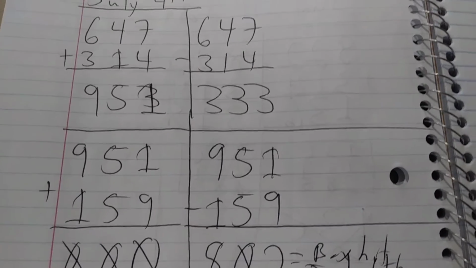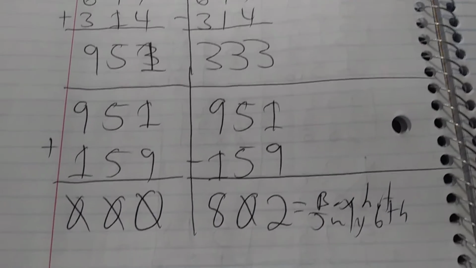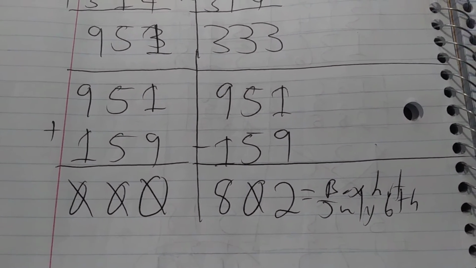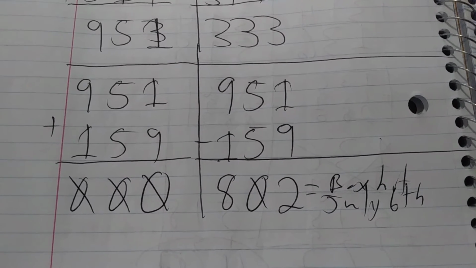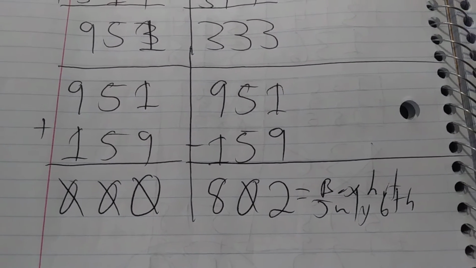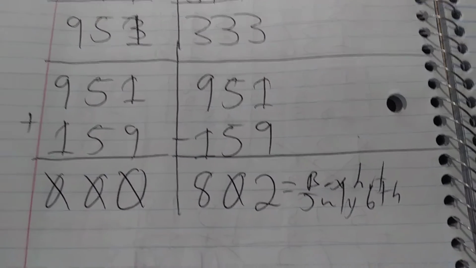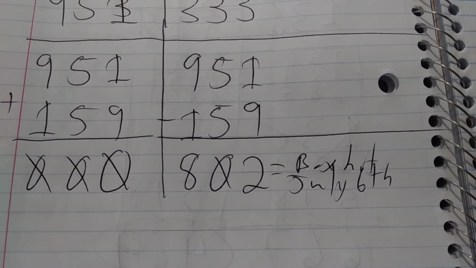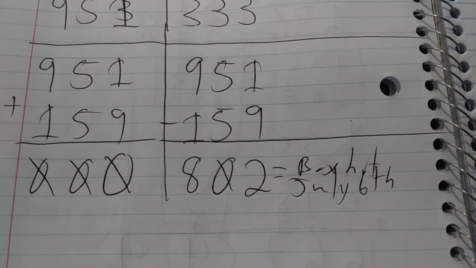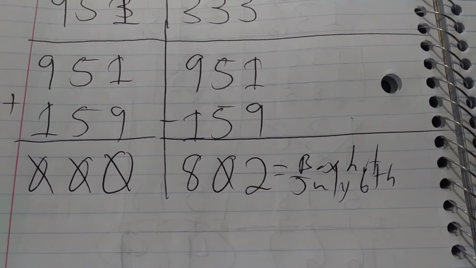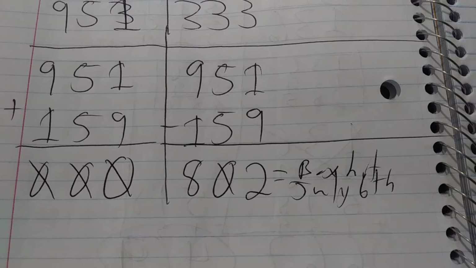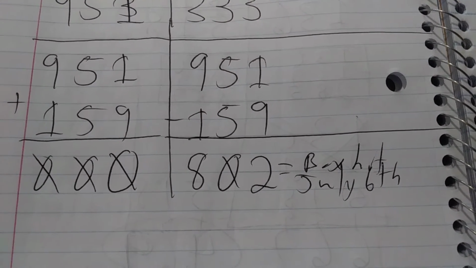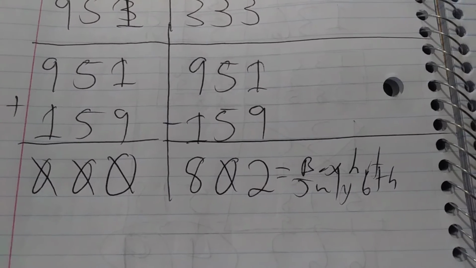From there, you're taking that 951 and adding 159: 9 plus 1 is 0, 5 plus 5 is 0, and 1 plus 9 is 0. And you've got minus 159, so 951 minus 159: 9 minus 1 is 8, 5 minus 5 is 0, and 11 minus 9 is 2. That gives a box hit on July 6th.